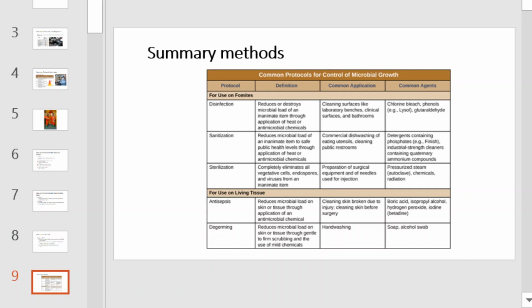This table will provide you with a summary of the protocols, their definitions, and activities associated with them, including the agents used to achieve each of those protocols. Take a moment to familiarize yourself with each of the protocols listed in this table before moving on in the video.